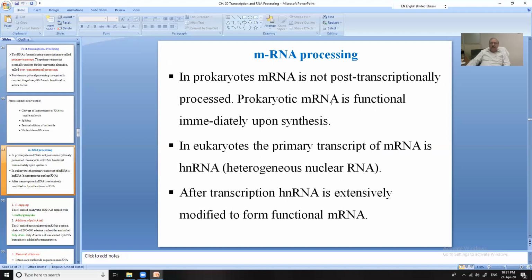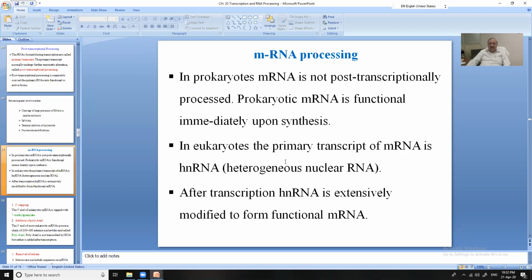Messenger RNA processing. In prokaryotes, messenger RNA is not post-transcriptionally processed. Prokaryotic messenger RNA is functional immediately upon synthesis. Okay? In prokaryotes, messenger RNA is activated; it is not post-transcriptionally processed.